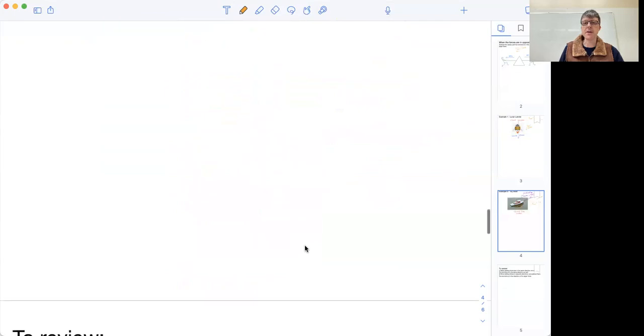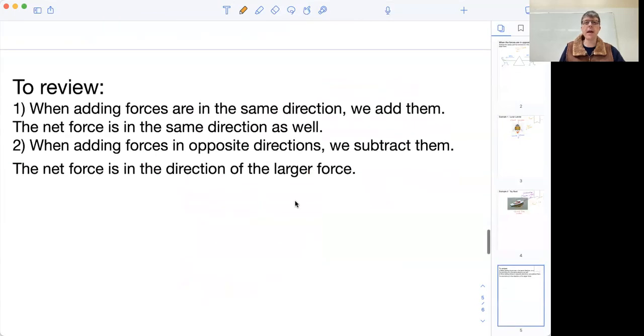Okay, let's just wrap this up here. Let's review. When we're adding forces that are in the same direction, we add them. And the net force is in the same direction as well. So that one's simple. When we're adding forces in opposite directions, we subtract them. The net force is in the direction of the larger force.